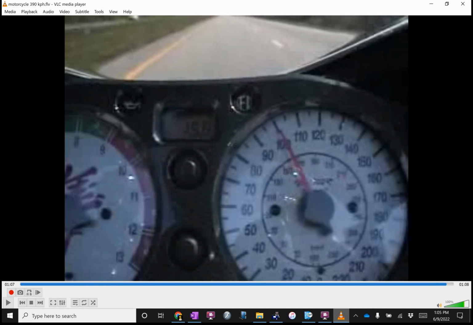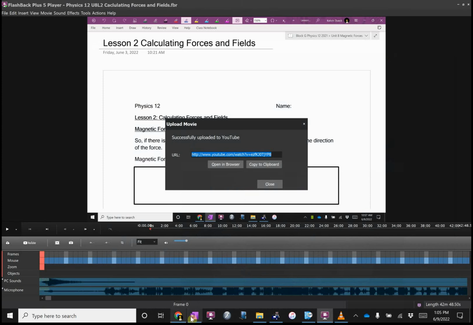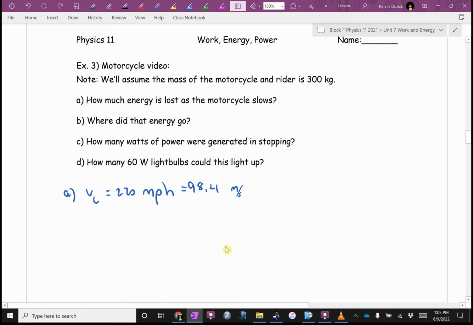What's VF in miles per hour? Those of you at the front can read. 100. Okay. Convert 100 miles per hour to meters per second. The answer is 44.7 meters per second.